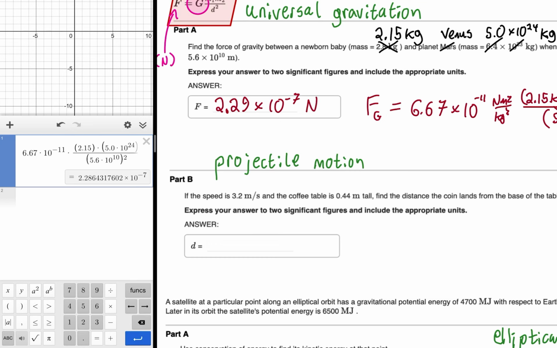So in everyday language, it is 230 billionths of a newton, or you could say it's about a quarter of a millionth of a newton. So small force, especially considering that this baby would experience about 20 newtons of gravitational force from the Earth, right? So tiny, tiny contribution coming from nearby planets.